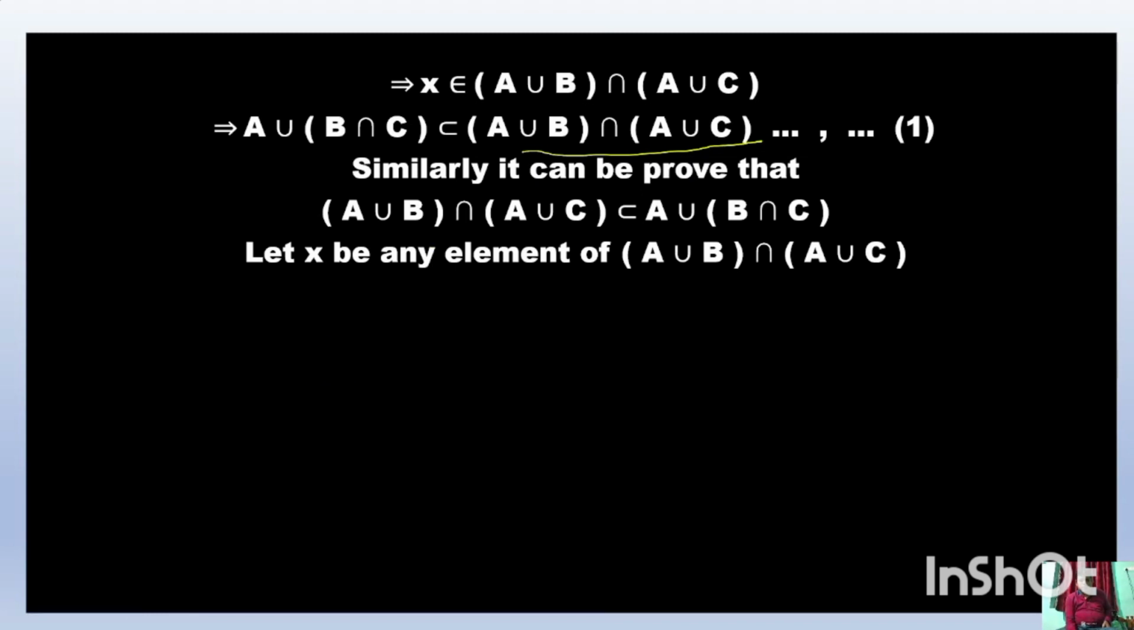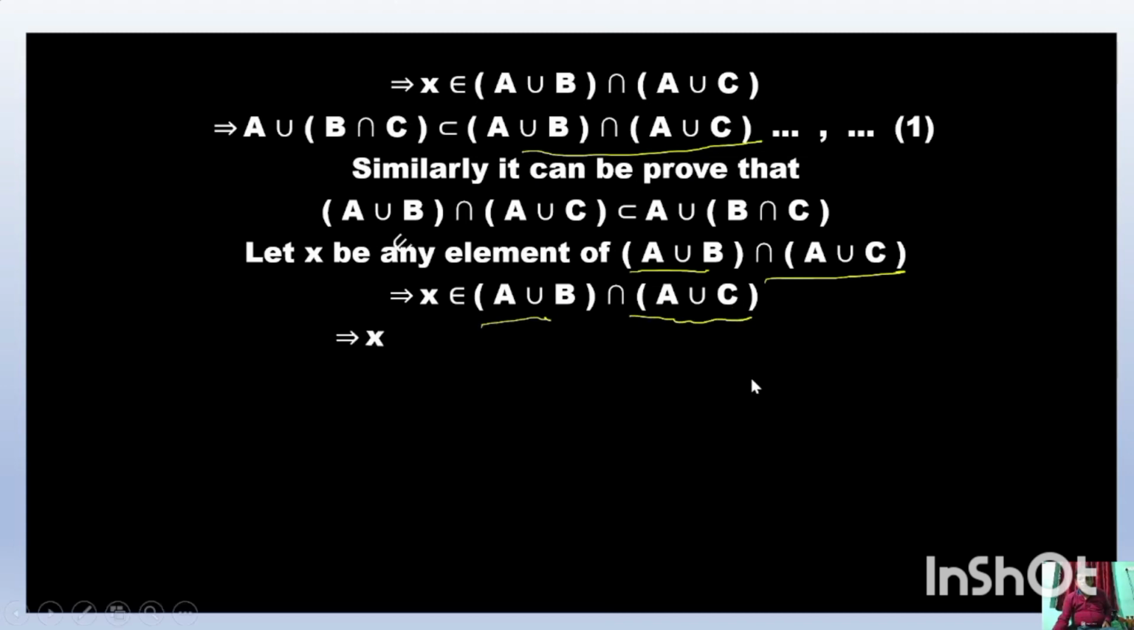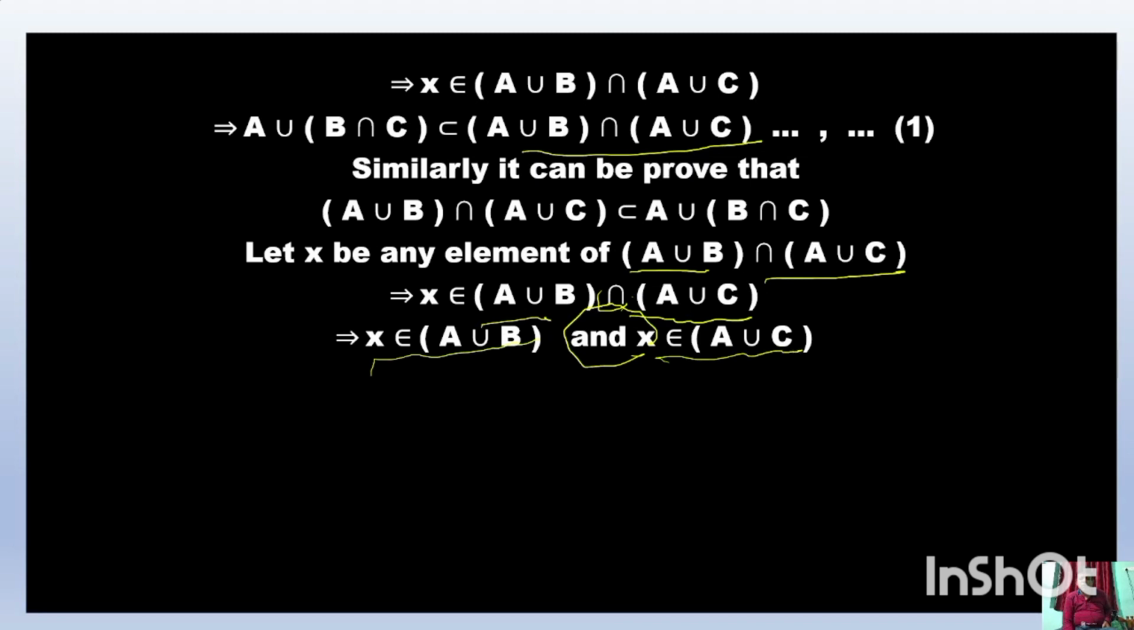Let X be an element of A union B intersection A union C. It means X belongs to what? X belongs to A union B intersection A union C. Okay. Then you say X belongs to A union B. Here you are using the operator and, so for intersection you have to use the AND operator. So X belongs to A union B and X belongs to A union C. Right?